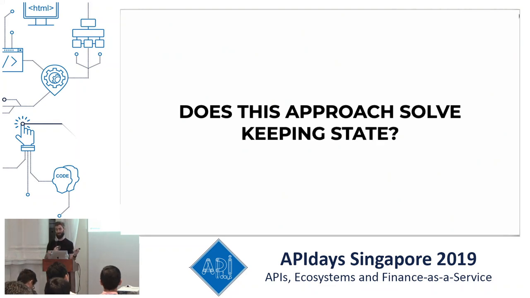Does this approach solve keeping state? Who thinks it does? Few people, and in theory, it does, because it contains everything you need to know inside of that token. But if you want to keep a blacklist or a whitelist to invalidate tokens, or if you want to do the background request of getting your tokens, you are stuck with session cookies again, so you need to keep your sessions. So you need to keep state again.